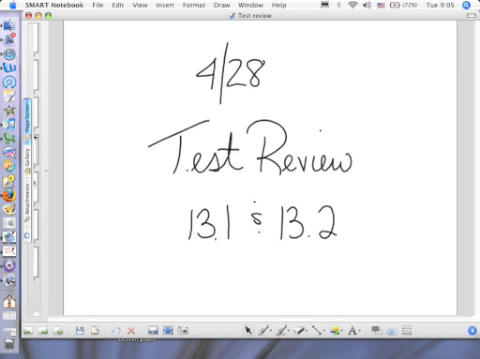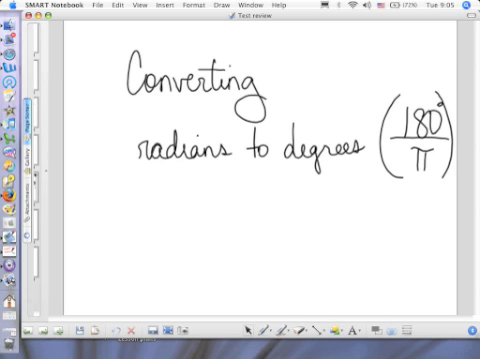Test review. Converting radians to degrees. 180 degrees is the same thing as pi radians. What's the value of pi? 3.14. Okay? That is called our unit multiplier.